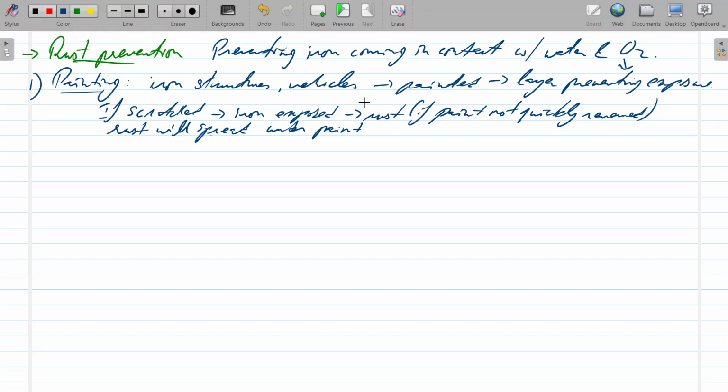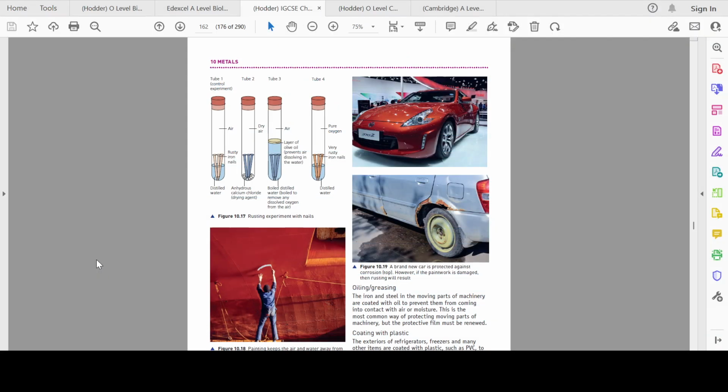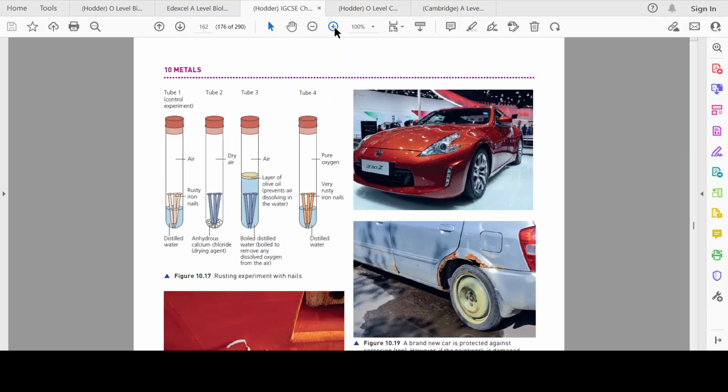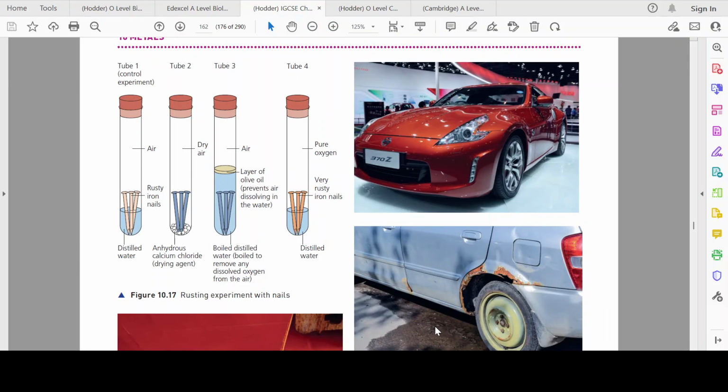There's an experiment in the book, you can take a look at it, where they've placed iron nails in water and air, and then dry air, and then they've put it in water with an. In fact, I'll show it to you. Can you see that? So what is the experiment, by the way?